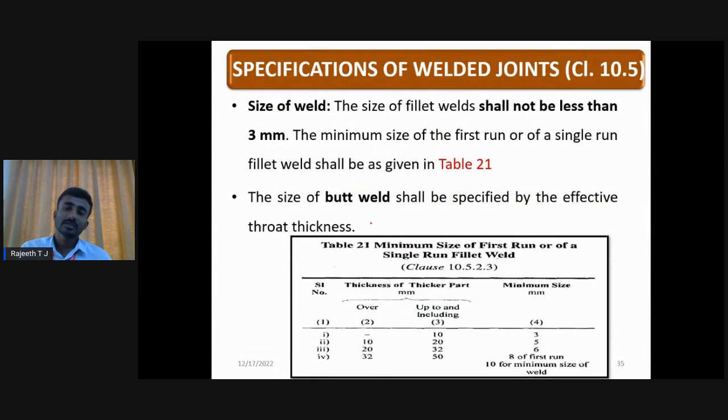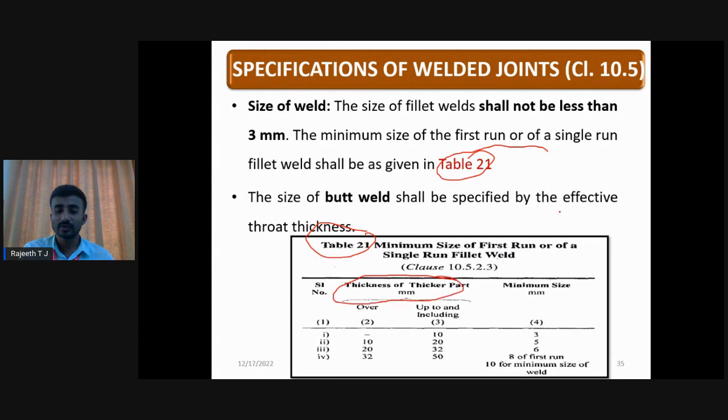Now some specifications, exactly similar to the bolted connection. For the size of the weld, if you're connecting two plates, how do we select the size of the weld according to the code? In the code, it is given in Table number 21. In Table 21, the minimum size of the first run of the fillet weld again depends on the thickness of the thicker part.